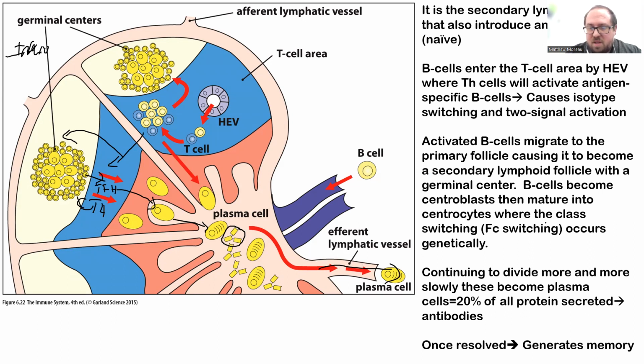All told, the continuing division of plasma cells during the course of an infection actually results in being responsible for about 20% of all the secreted proteins inside of the blood during an infection. And the B cells that remain inside the germinal center that don't become plasma cells are the ones that will take on the moniker of B cell memory cells.